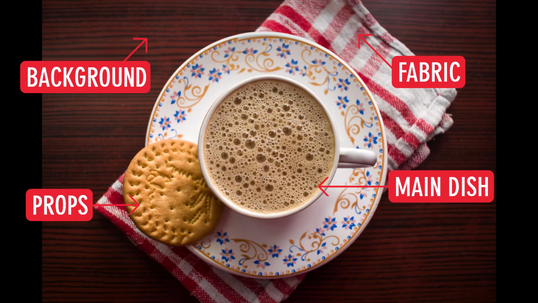Layers can be anything: a backdrop, fabric, props, the food itself. They create nice texture and so on. Layers allow you to work with props and elements and help you tell a story.